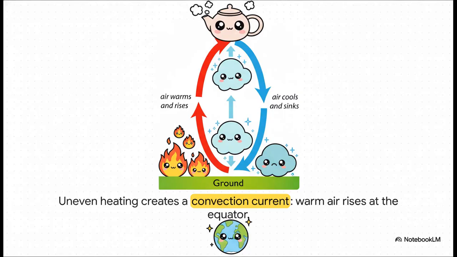And this is the simplest way to picture what happens. The best way to think about it? It's just like a pot of boiling water on the stove. The superheated air at the equator gets less dense and rises up. Then it travels, cools down, and sinks back to the surface. It's this constant loop, a convection current that's always trying to move that heat away from the equator.